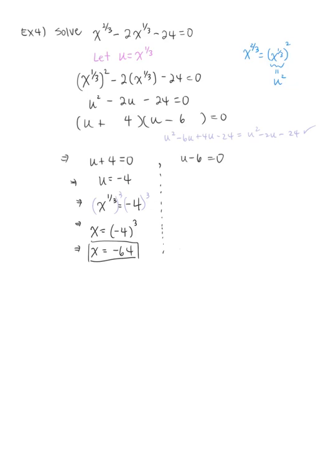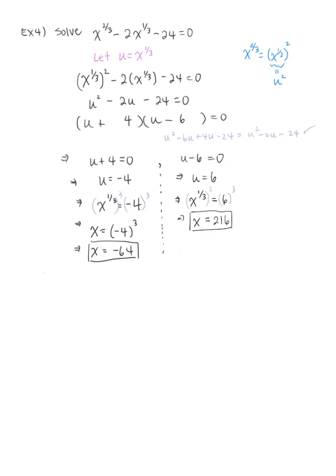Now let's check the other side. u minus 6 equals 0, so u equals 6. But u was x^(1/3), so we got x^(1/3) equals 6. Now we're going to do the same thing. We want to get rid of that 1/3 power, so we raise both sides to the third power. What we get is x equals 6 times 6 times 6. What is that, 216? All right, so these are our proposed solutions.